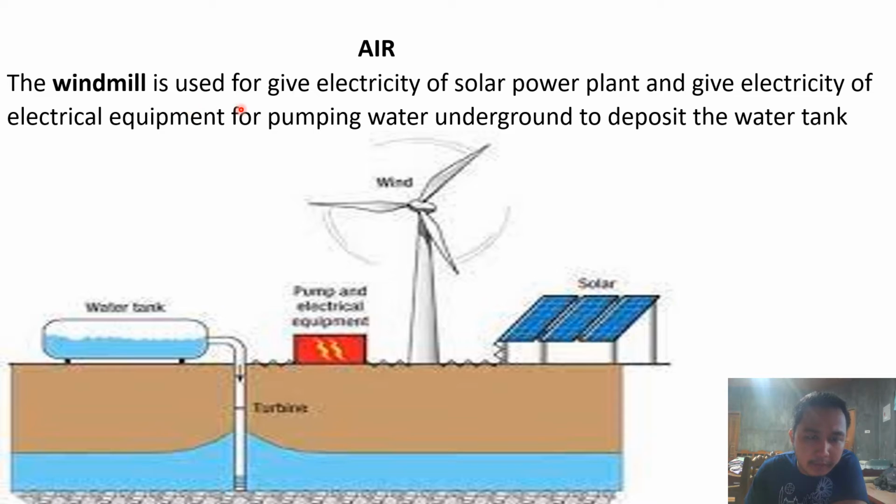the windmill is used for electricity of a solar plant and gives electricity to electrical equipment for pumping water underground to deposit in the water tank. This is a windmill that gives electricity to a solar power plant to convert electricity and give electricity to electrical equipment to pump the underground water to deposit in the water tank.